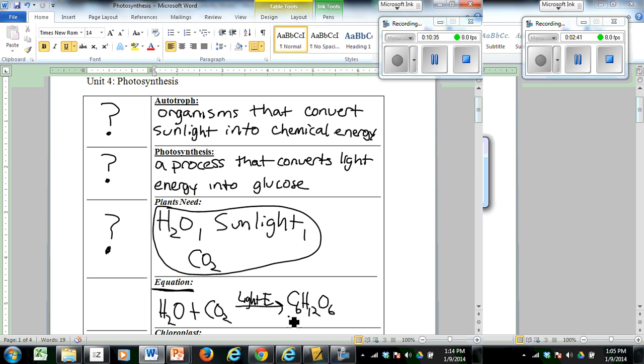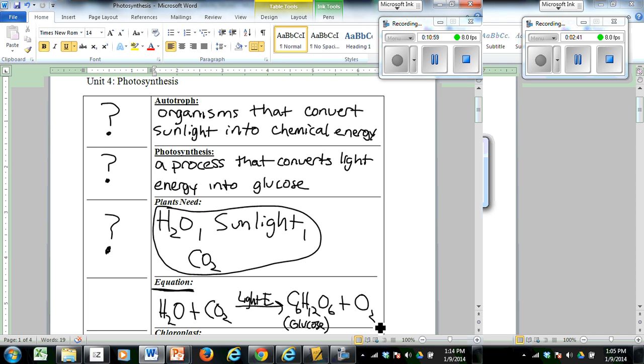And all that is glucose, a chemical formula for glucose. And also what plants give off, which we bring in, is the oxygen, right here. Now, in some instances, you're going to notice that there's all these big numbers in front, and that's just to balance the equation.